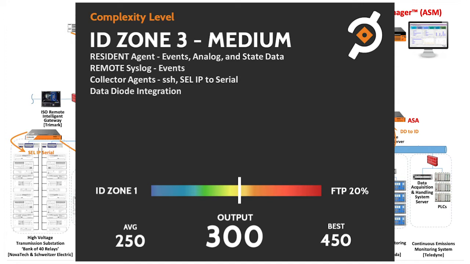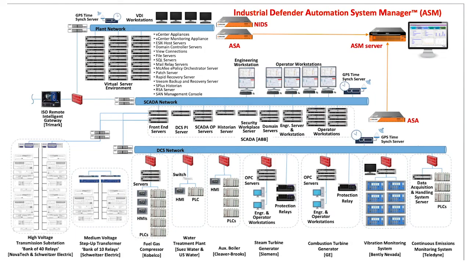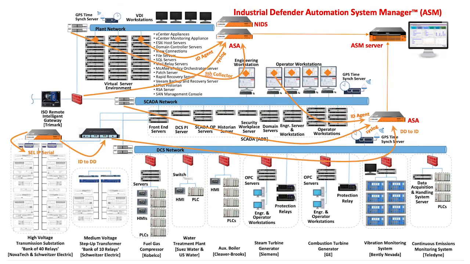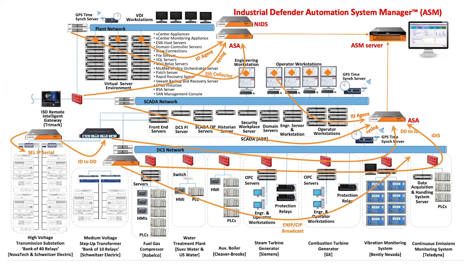Hey, Jeremy, we can handle data diodes at ID Zone Level 3. How much more complex do the installations get? Well, now we've deployed this in all these different zones and we've integrated with data diodes. The next step would be to collect information from your ENIP SIP or OPC UA devices, but you don't want to open up communication with paths across different security levels, as is good practice per the Purdue model.